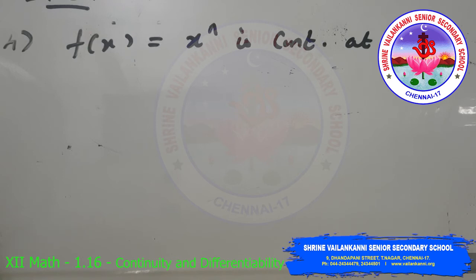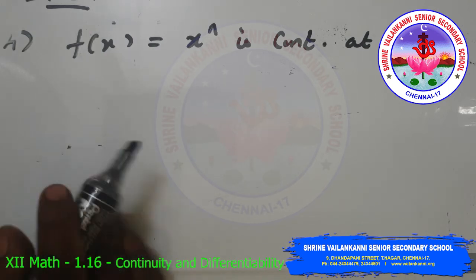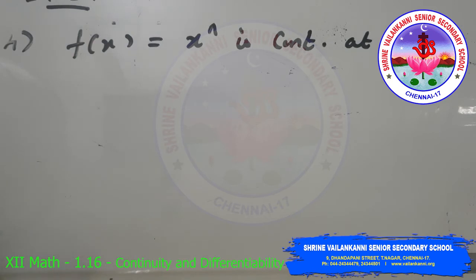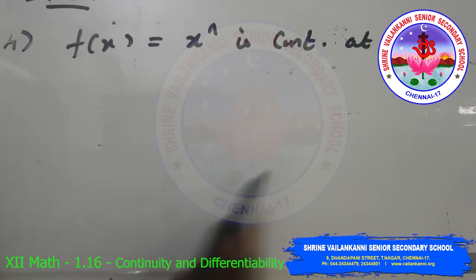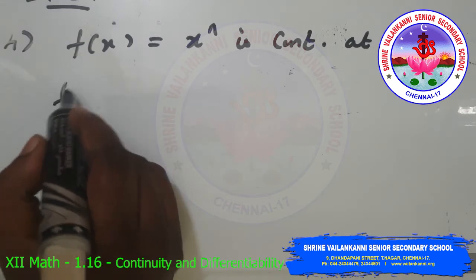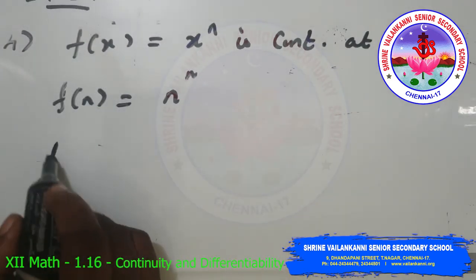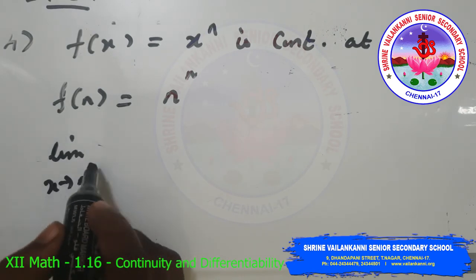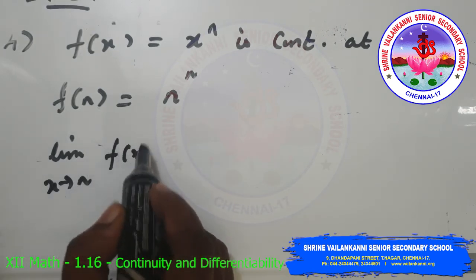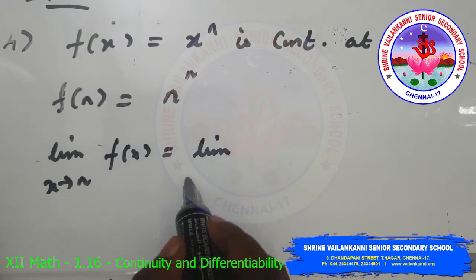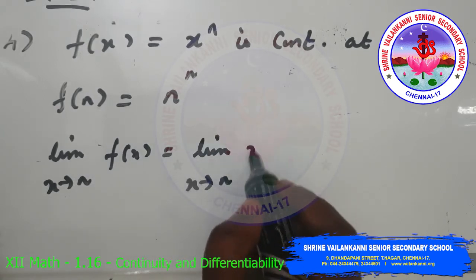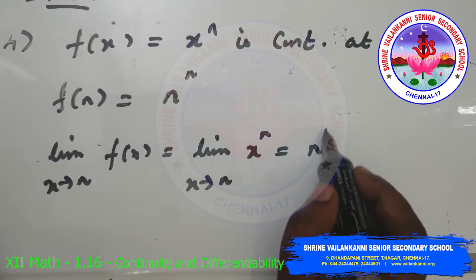Fourth question, prove that the function f of x equal to x power n is continuous at x equal to n, when n is a positive integer. Here we have to prove that f of x equal to x power n is continuous at x equal to n. So f of n equal to n power n. Then the limit as x tends to n of f of x is equal to the limit as x tends to n of x power n, which is n power n.